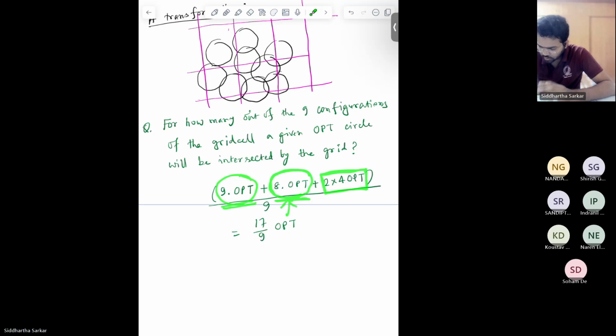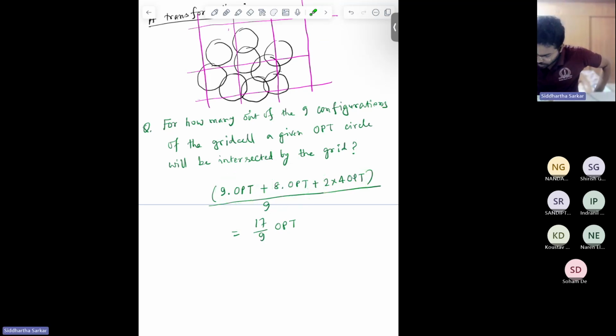positions. Okay, let me say it once again. So there are 9 positions. So for every position we have counted once here. But then we realize that we have to count twice for additionally 8 times. But by now we have already counted twice for this additional 8. But out of this additional 8, there are 4 where we should count 4 times. So again, additional 2 times.